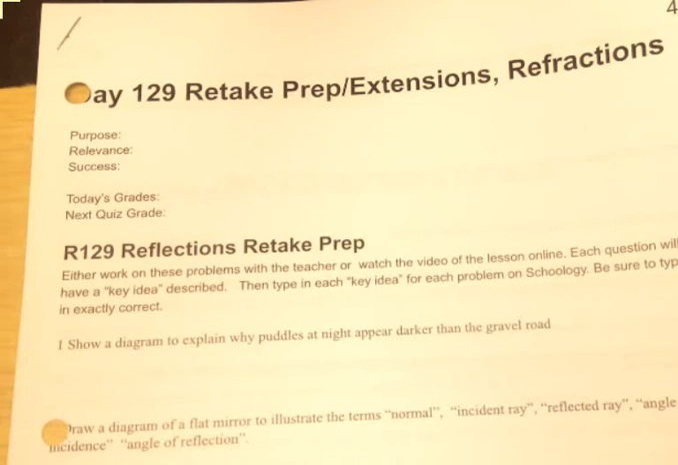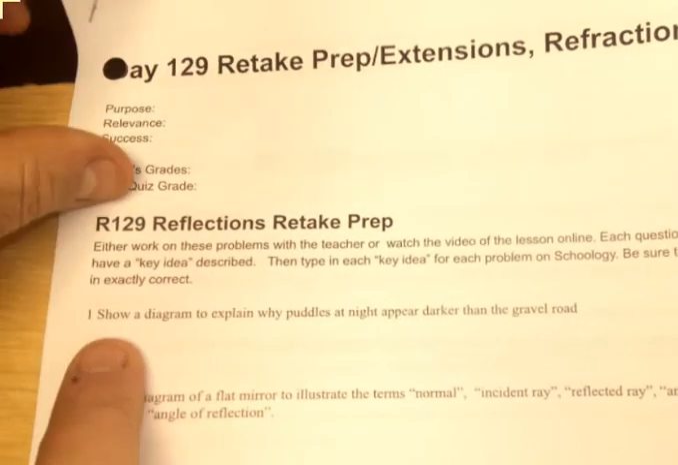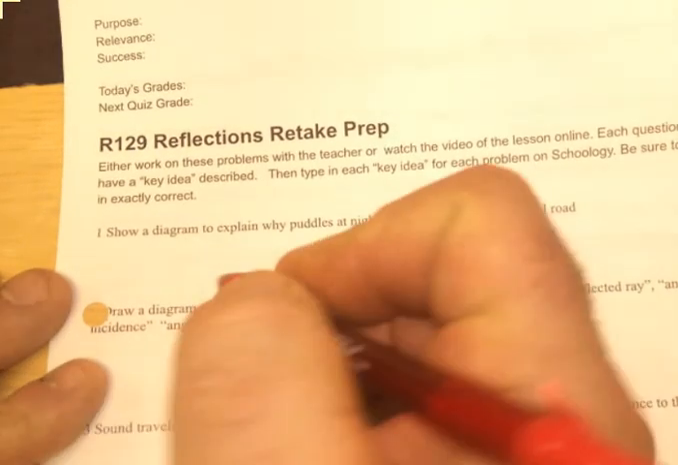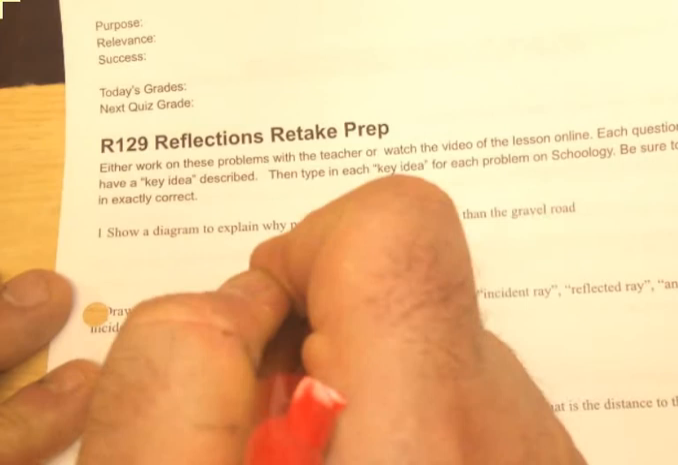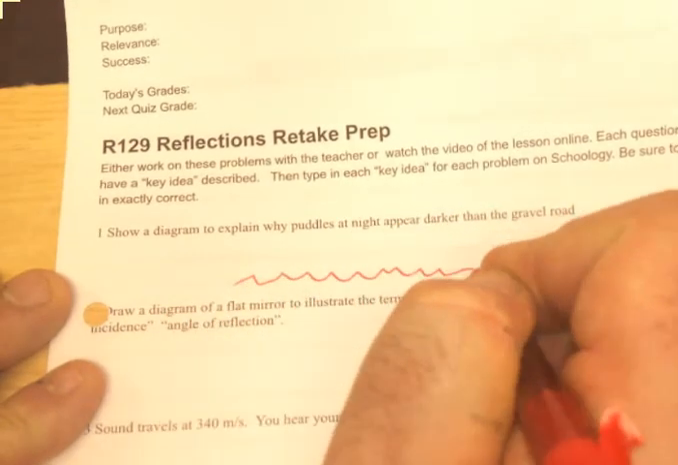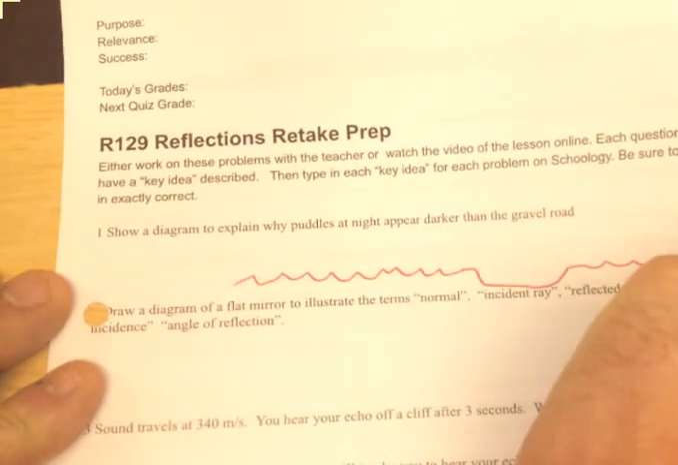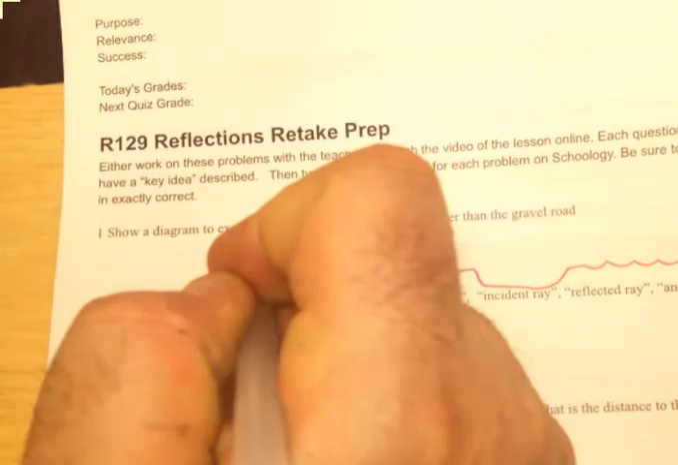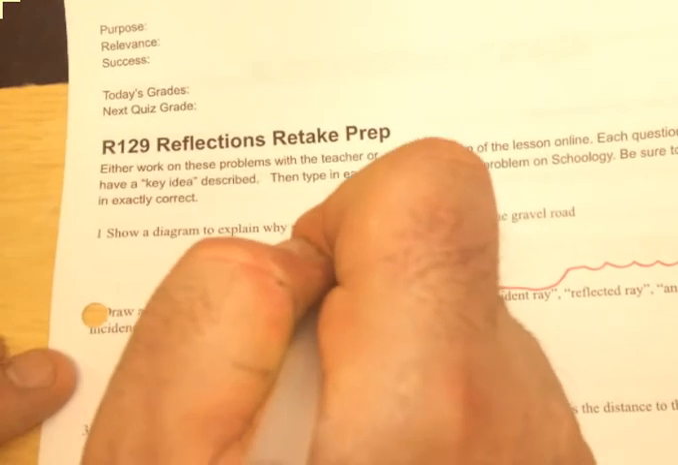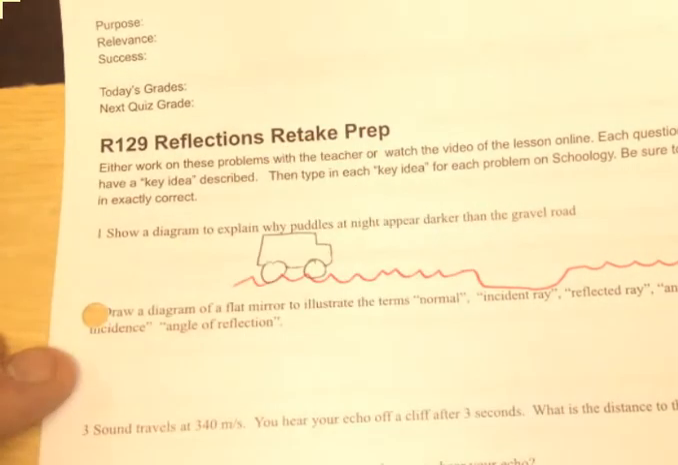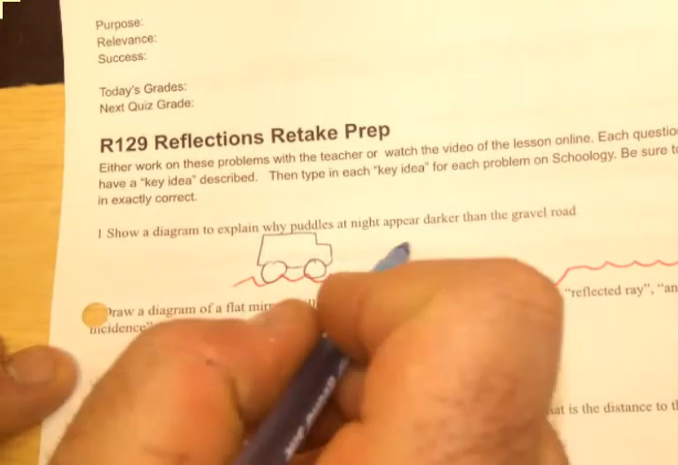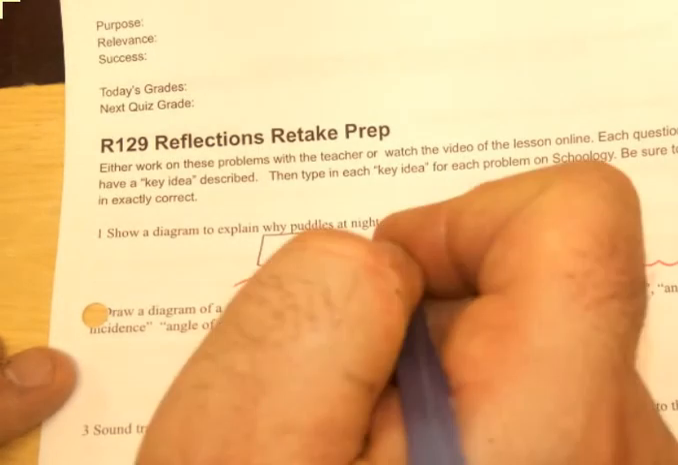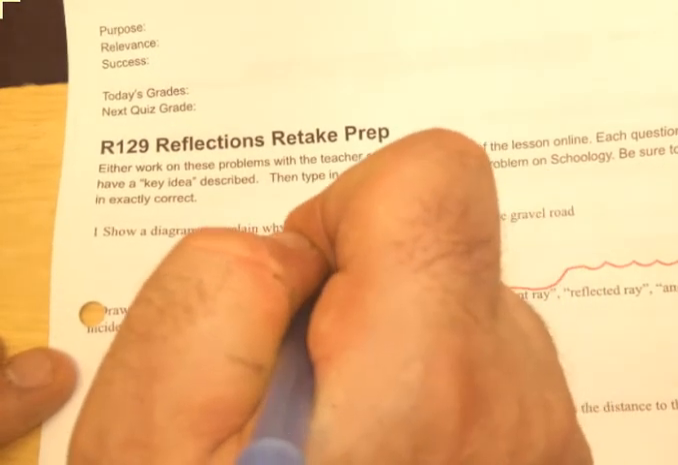So, here we go. Number one, show a diagram to explain why puddles at night appear darker than the gravel road. We have a bumpy gravel road here, then a big pothole, and then bumpy gravel road again, with a car going down the road. Thank goodness gravel roads are not truly this bumpy. But anyway, headlights shine down, hit the upward side of a bump, and by equal angles it reflects back to your eyeballs.